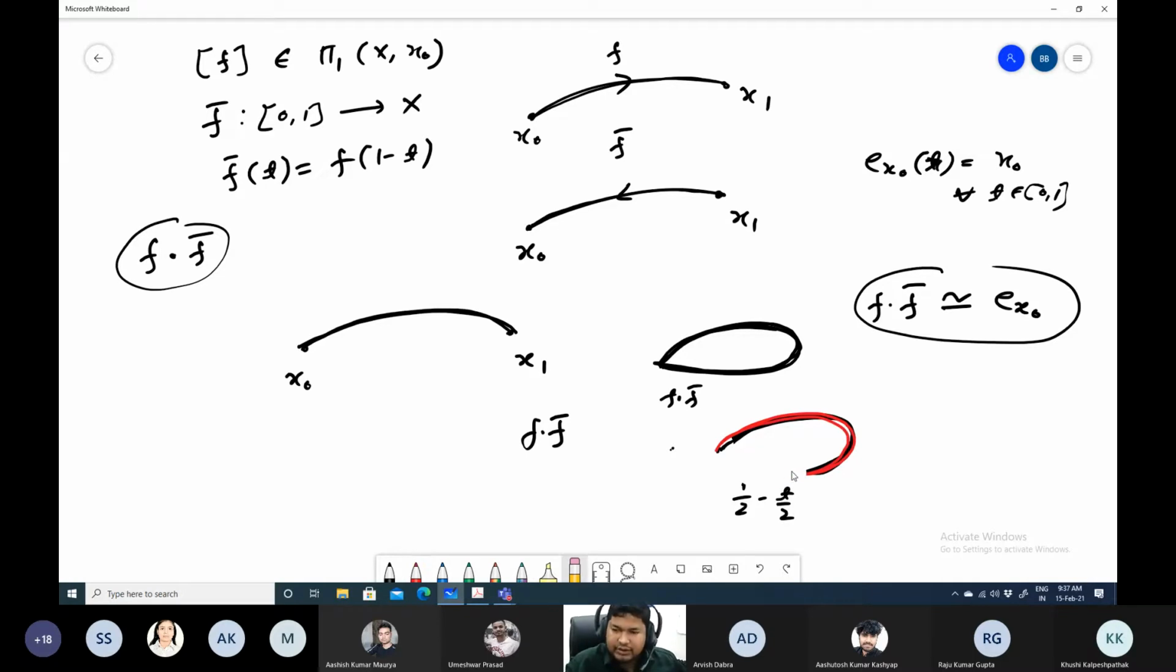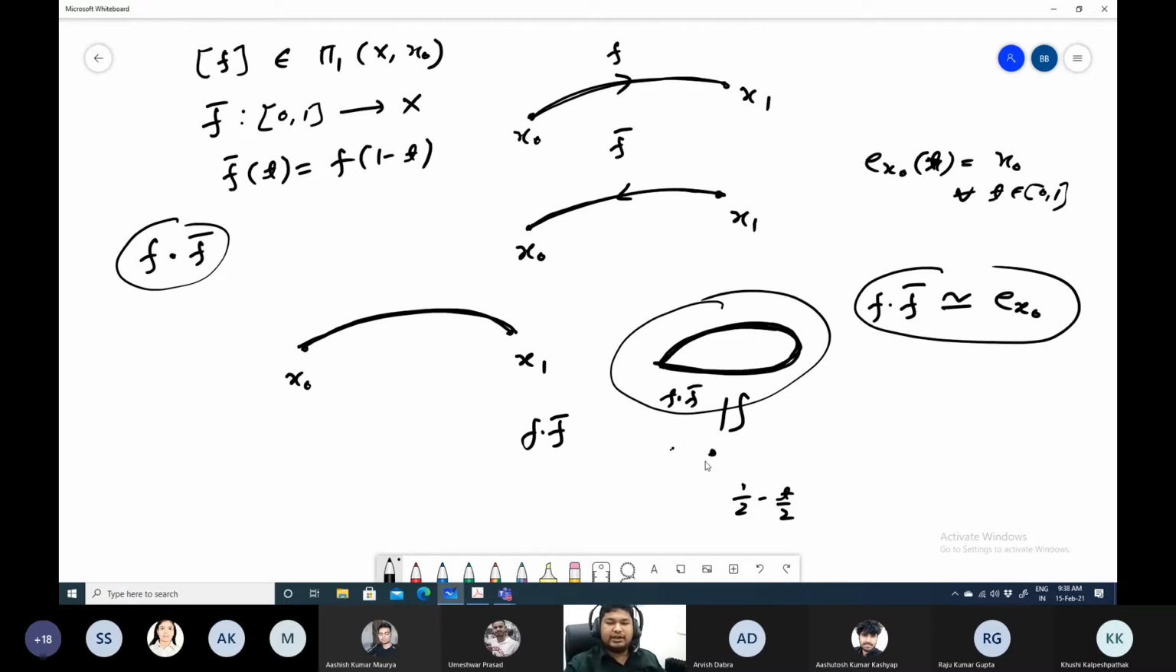Similarly, if we increase the value of t, because my stopping point is half minus t by 2, the path will look like this. It will be moving in this direction, going to this point, taking rest here, and then again coming back. If you take the highest value of t, this is my path actually. We are going in this direction, going here, taking rest, and then coming back to this point. Now when t is 1, it will be just the constant identity path. So that means this one is homotopic to the identity path. This is the main idea actually.